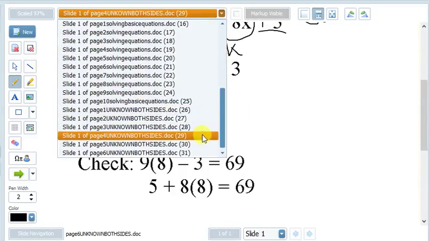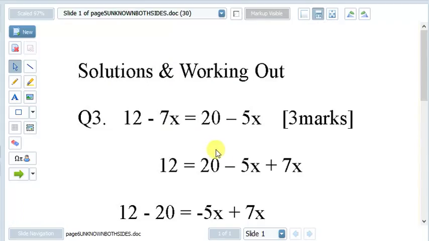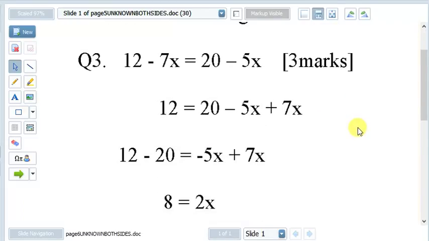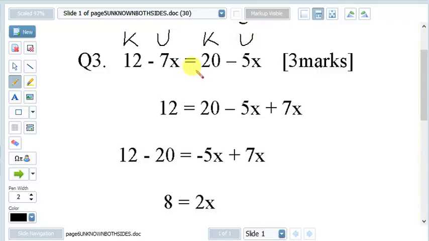Okay, so last one of these. So question 3. What we've got is 12, which is a known, minus 7x, which is an unknown, 20, which is a known, and minus 5x, which is an unknown. So in this case here, I'm going to try and get the x as positive.